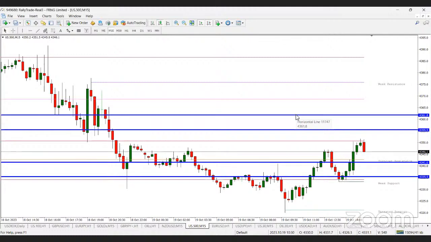And then my buy would likely be at 4355.5. Take profit at 4361.8. Okay.